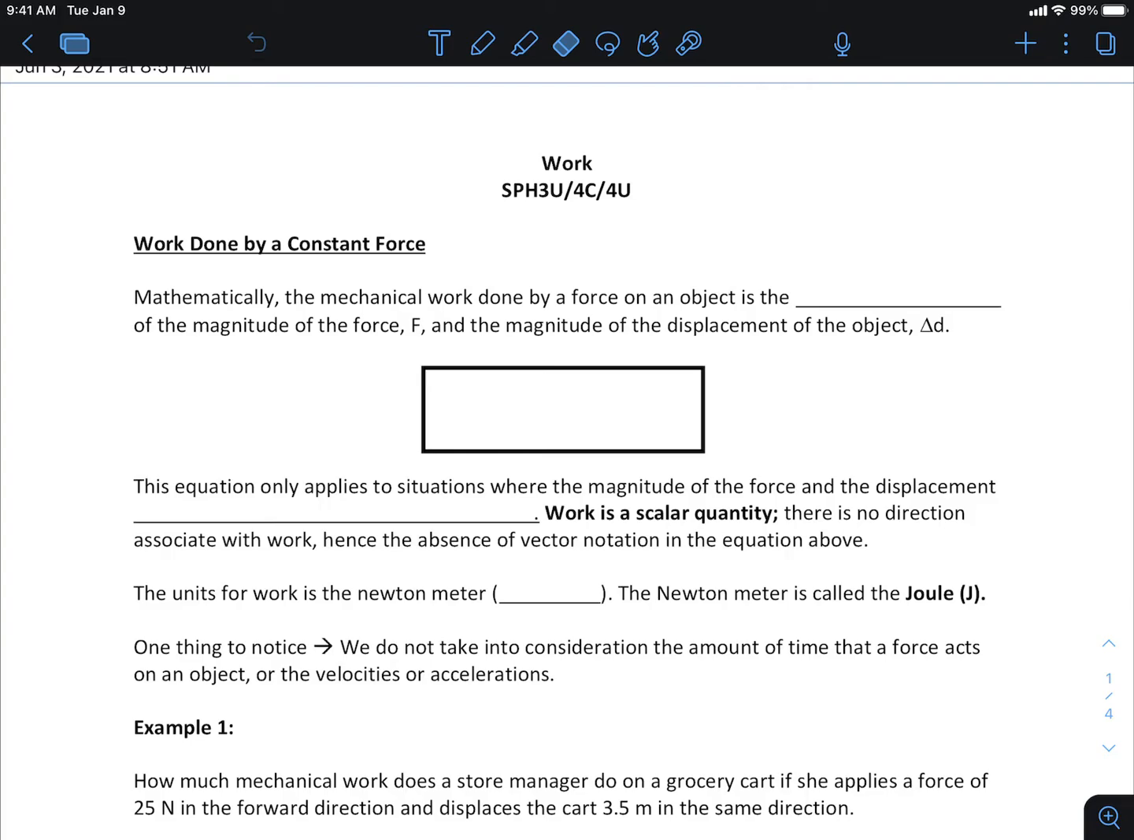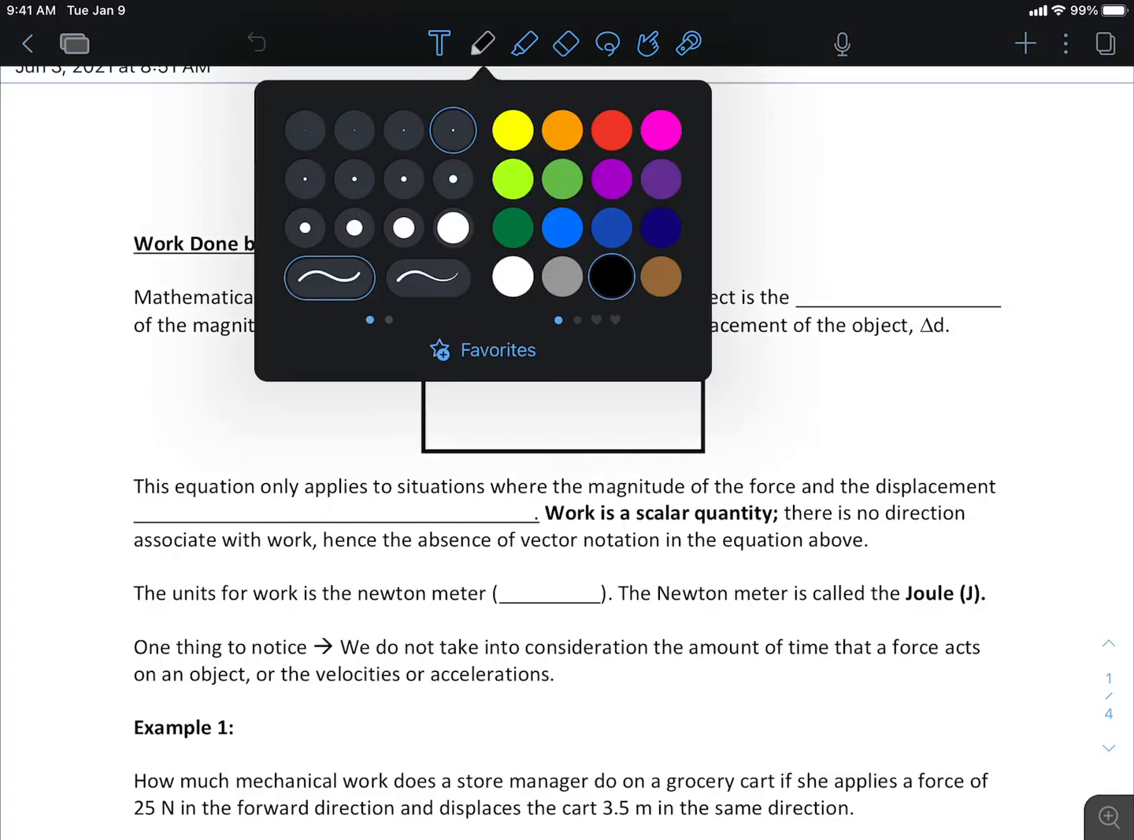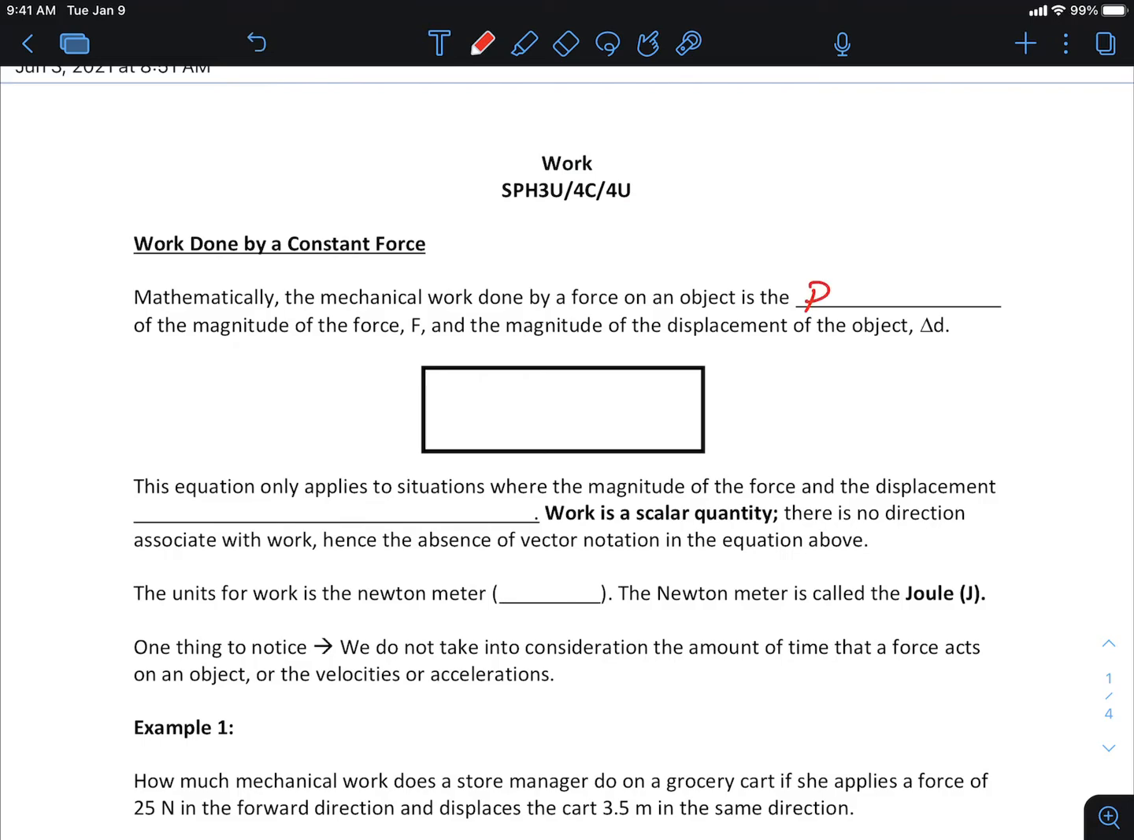Mathematically, the mechanical work done by a force on an object is the product, product being multiply, of the magnitude of the force, so how big the force is, and then the displacement of the object, which takes the direction, because displacement is a vector.